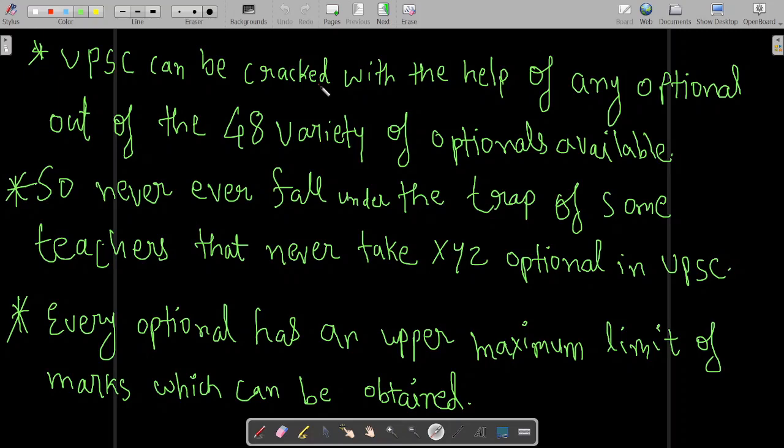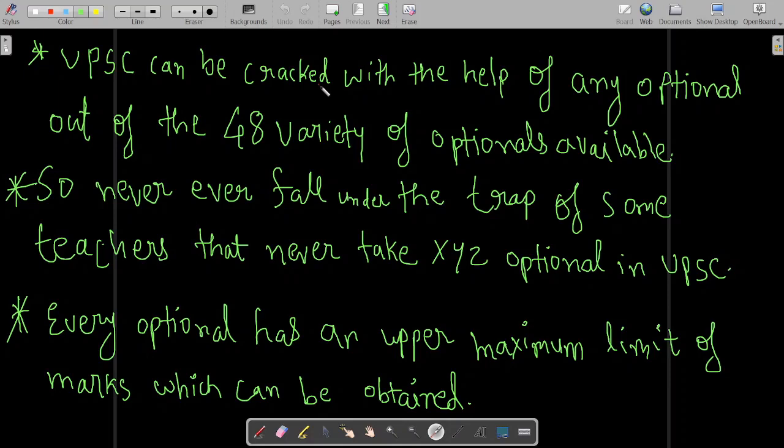If someone is a BSc in physics honors, still he can choose some other subject. For example, he can choose maths or chemistry or whatever. So UPSC can be cracked with the help of any optional out of the 48 optionals available, and there is no restriction whatsoever on which optional to choose. There is no restriction based on your educational background.